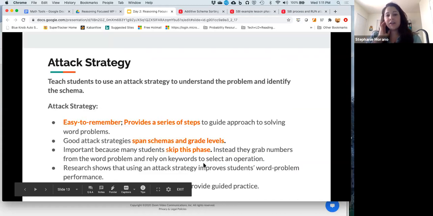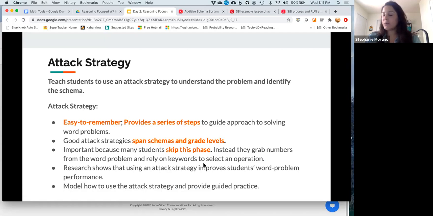So an attack strategy, really the purpose is just to make sure that students process the problem. It should be easy to remember. RUN is three letters, 3 steps, really simple. Like I just mentioned, good attack strategies should span schemas and grade levels, so you don't need to change your attack strategy every time you learn a new type of problem. You can keep using that same attack strategy.